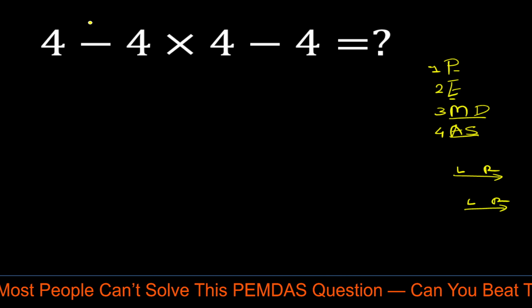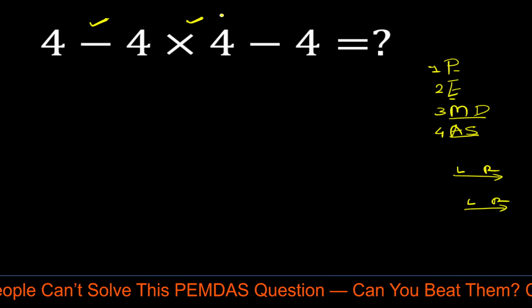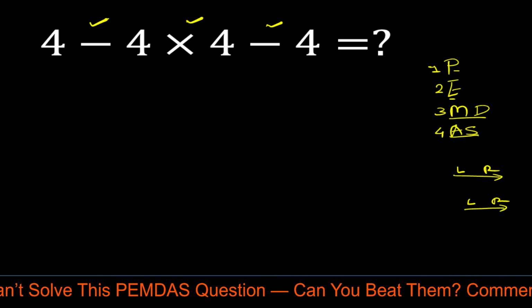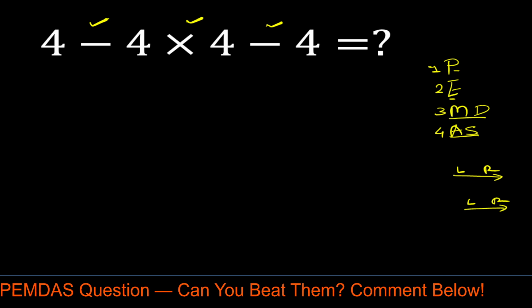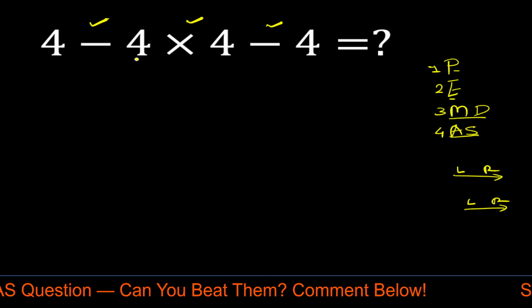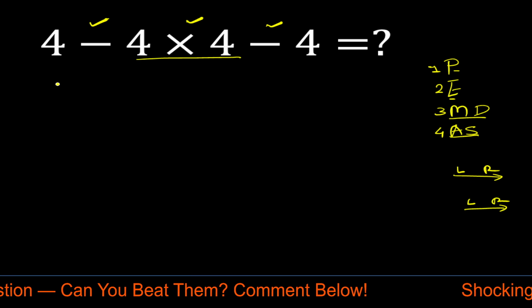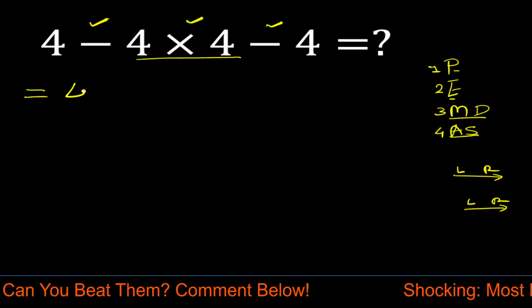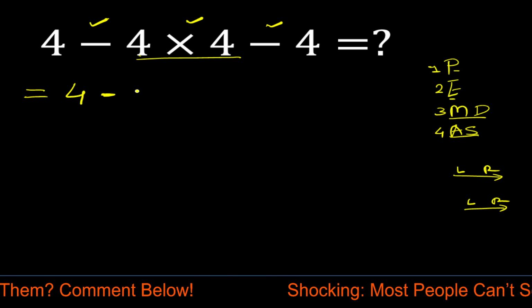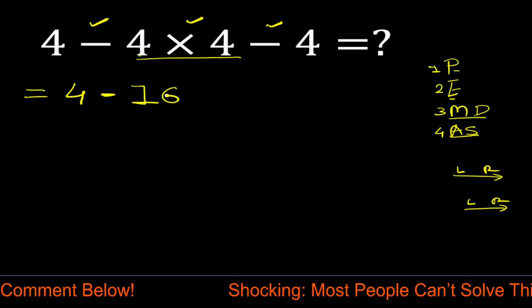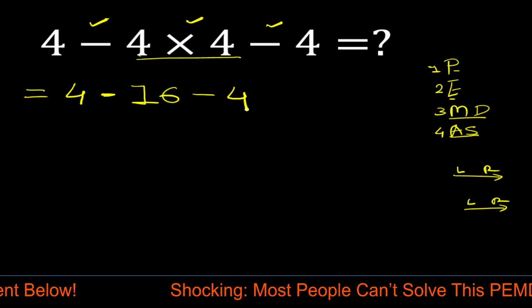So in this question, here we have one subtraction, here we have one multiplication, and here we have one another subtraction. So according to the PEMDAS rule, first we have to solve this multiplication, right? So now 4 minus, now solve this multiplication. 4 times 4 is equal to 16 minus 4.